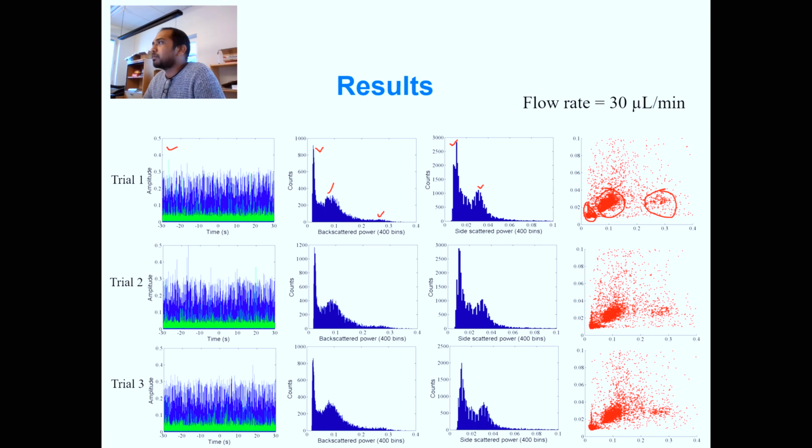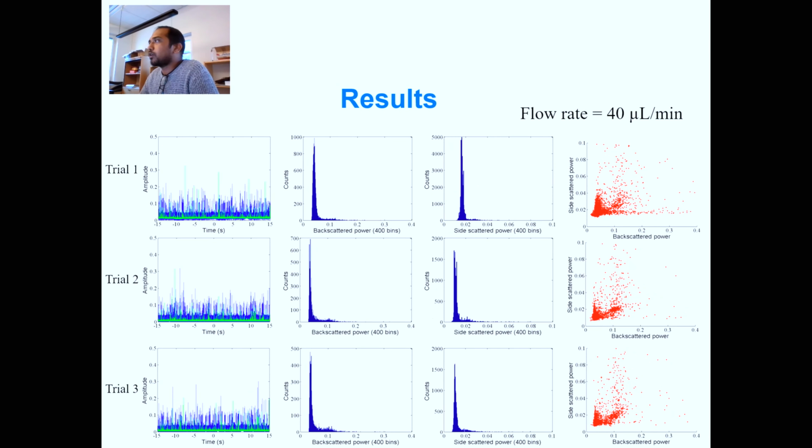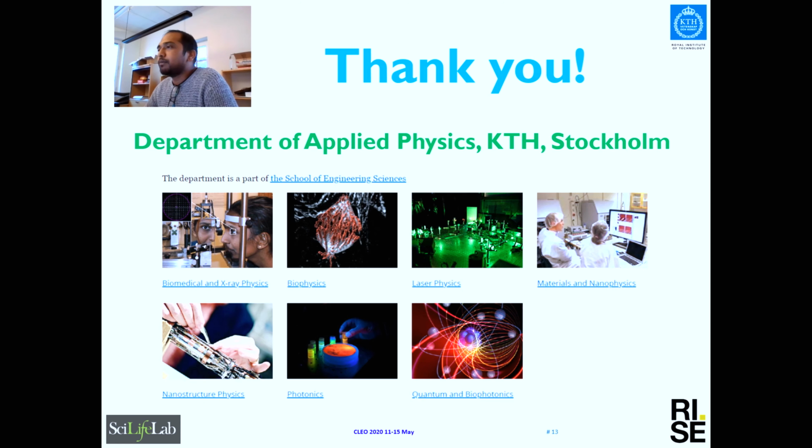We also did the same experiment for different flow rates, and for 40 microliter per minute, we again got data that is not reflecting the size of the particles in the mixture. In conclusion, we were able to demonstrate a microflow cytometer using fiber and fiber capillaries. This can open a lot of possibilities for point of care applications.